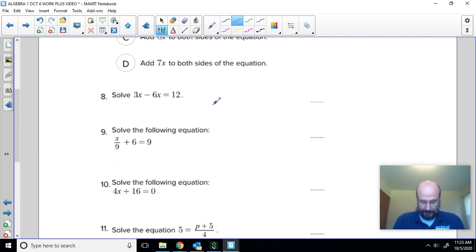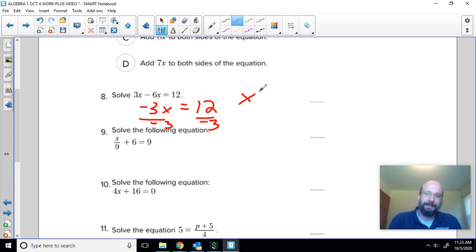Here's another combining like terms. This is 3x minus 6x, and 3 minus 6 is -3x equals 12. Right? We're just adding, in this case subtracting, the numbers. And now we're going to divide both sides by -3. And we get x equals -4.